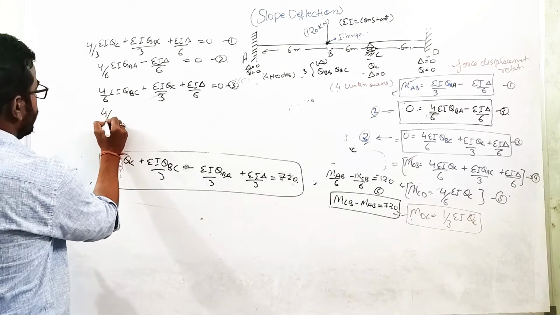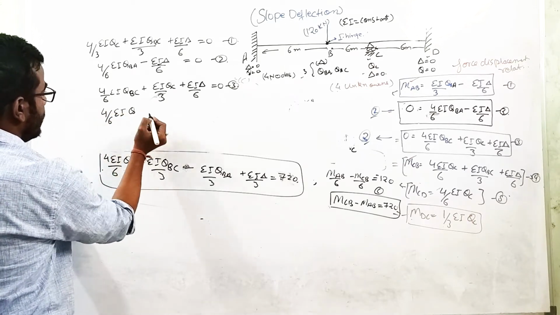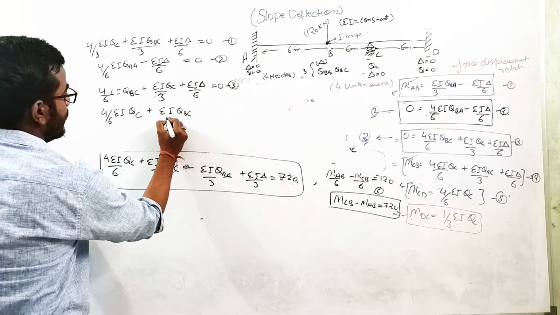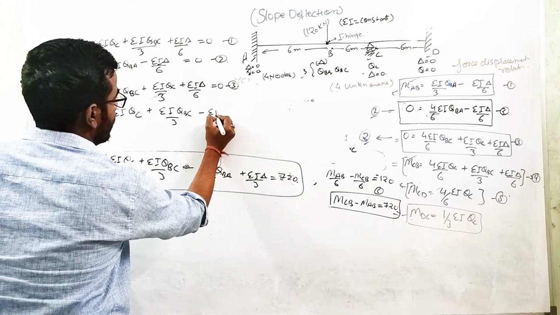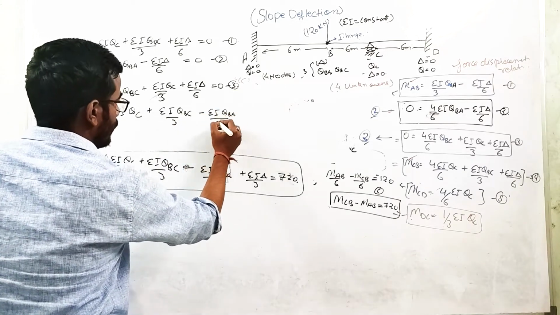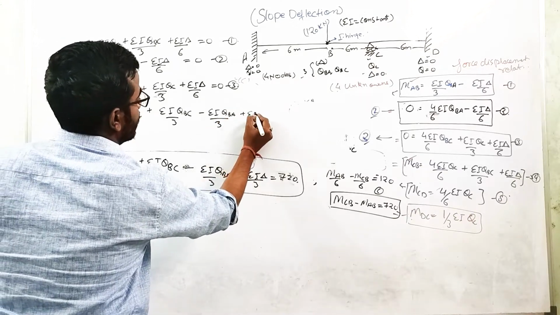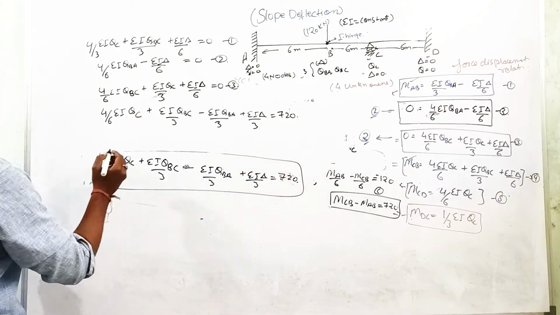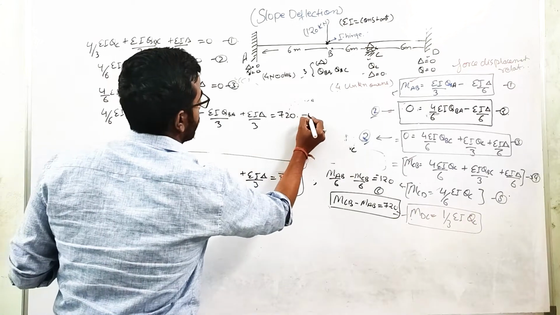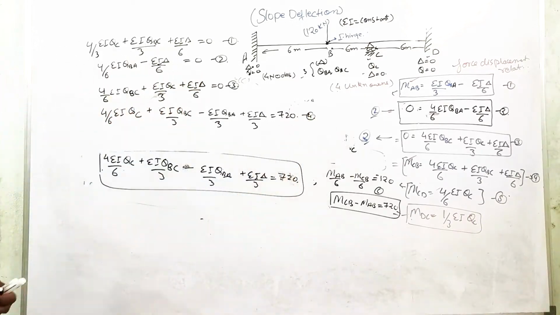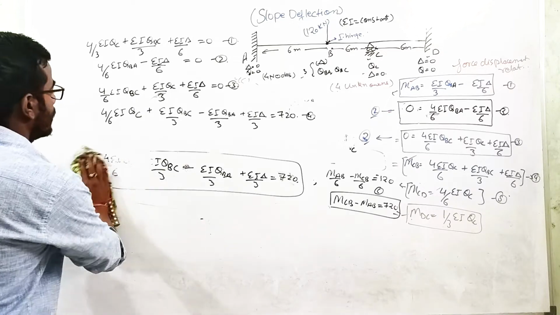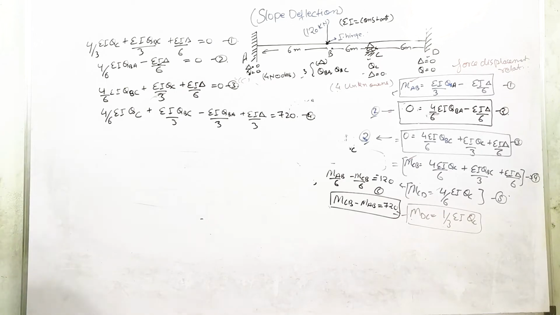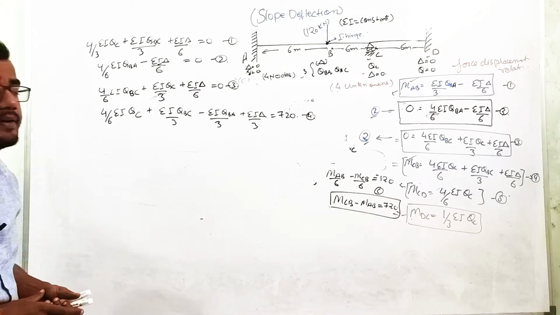So I can write this as 4 by 6 EI theta C plus EI theta BC over 3 minus EI theta BA over 3 plus EI delta over 3 equals to 720, right? Now we need to solve these 4 equations. That is a little bit tough part.